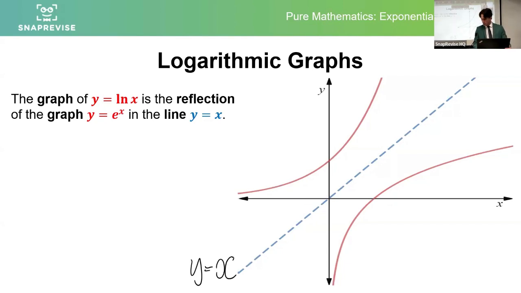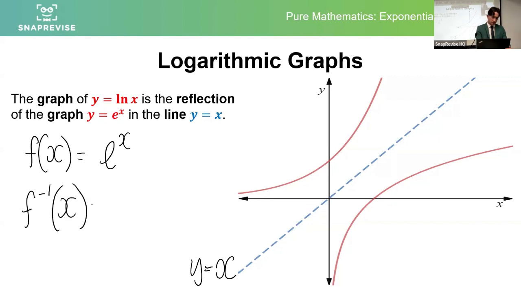Okay, so if f of x is e to the x, and f inverse of x would therefore be ln x, then they would be the mirror image of each other if the mirror was the line y equals x. Same with those points, 0, 1, and 1, 0 would reflect across. Brilliant. Okay, so I'm hoping that's all nice and clear.